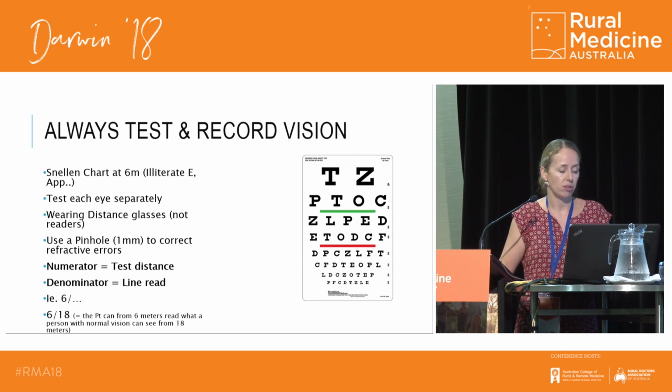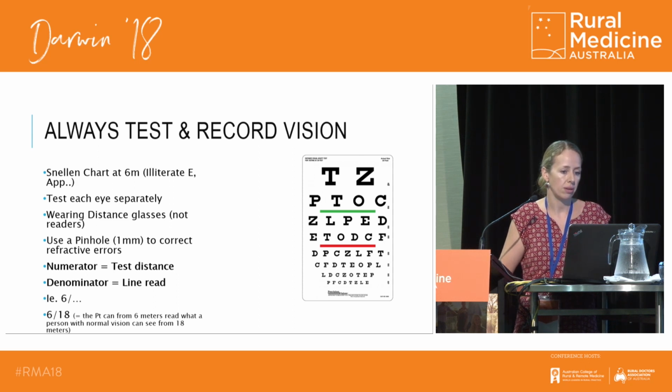If the patient has forgotten their glasses, they don't have them with them, or their visual acuity is not that good, say it's 6/18 or 6/12, and you're not quite happy with it, always use a pinhole to correct for any refractive errors. And if you don't have a pinhole, you can make your own. You just get a little piece of cardboard and you stick a pen through the middle, and that's your pinhole. So always do that if the vision is 6/9 or worse.